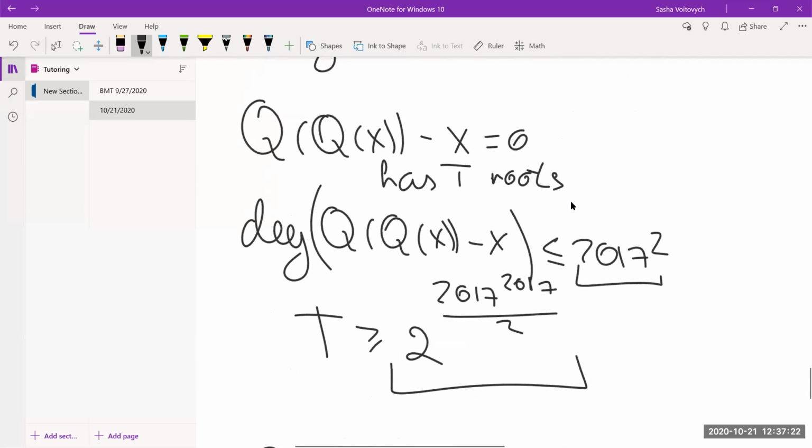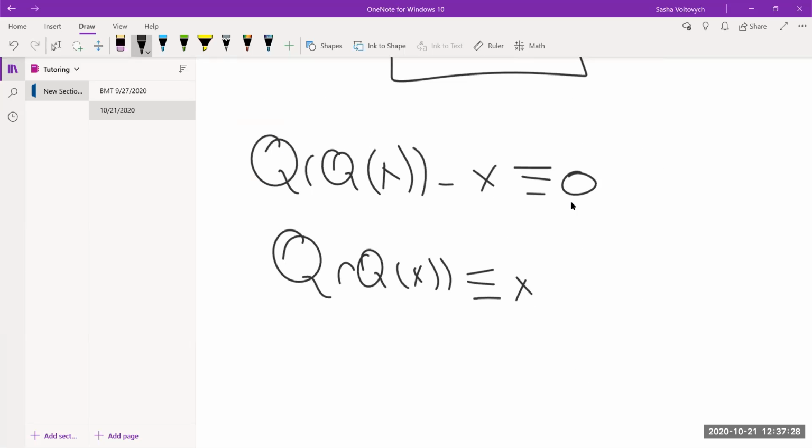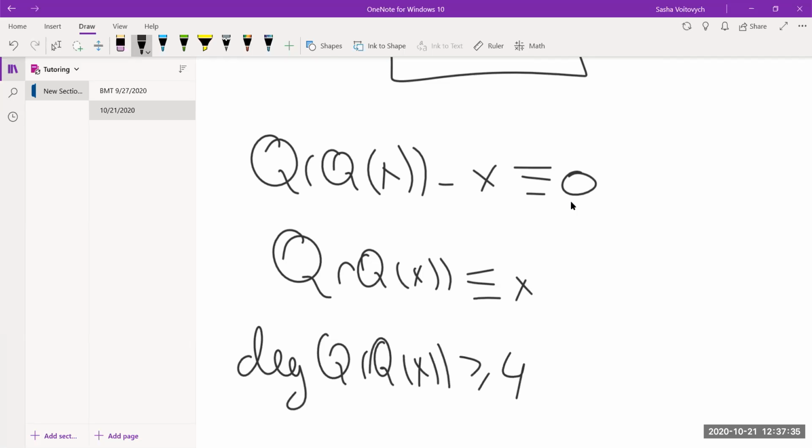However, this is also impossible because the degree of q is at least 2. So the degree of q of x is at least 4, which is impossible. So we obtained our contradiction.